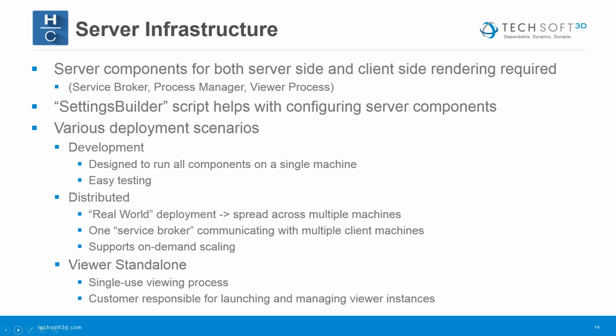You do want a distributed environment, and at that point there's the other option, where you have a single service broker with an IP address that communicates with multiple client machines, and that is the scenario that allows for on-demand scaling. So if you are running out of resources on one machine, you can just bring up more, using an infrastructure like Amazon, for example, that provides Beanstalk or other technologies.